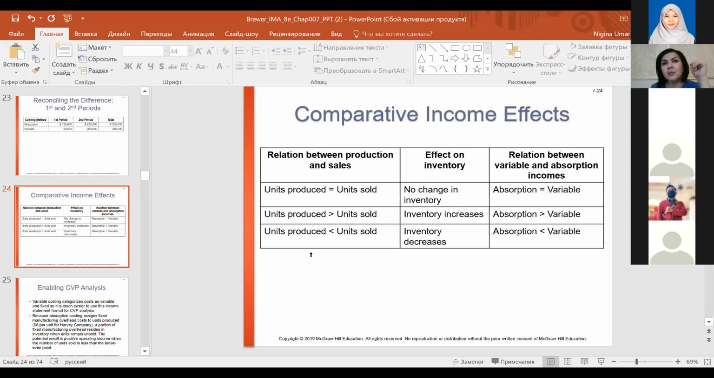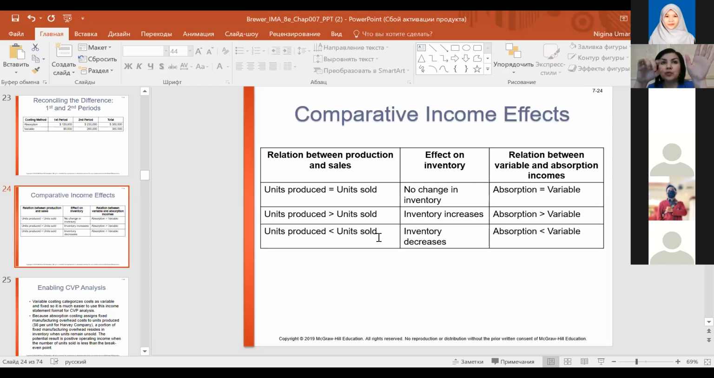When it is the opposite, units produced less than units sold. So units produced 25,000, units sold 30,000. So what happens to inventory? In year 2, beginning inventory was 5,000, but ending inventory is now 0.